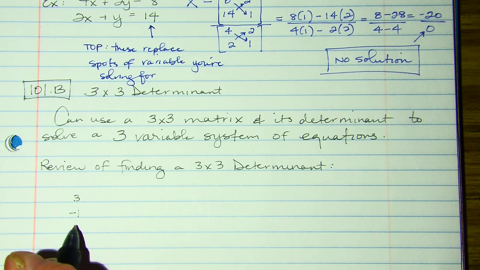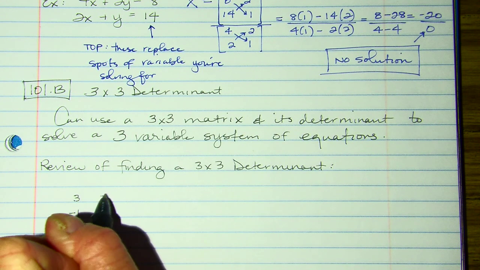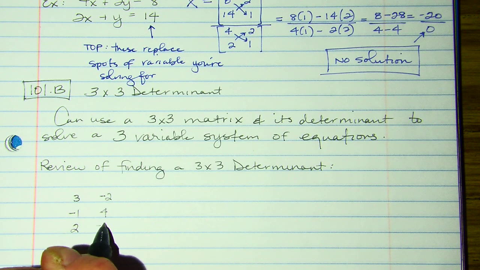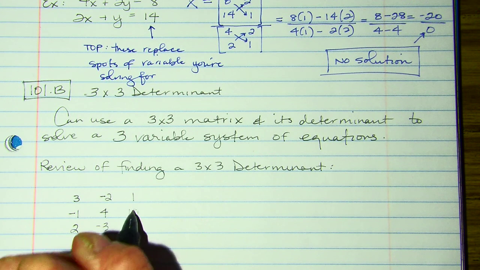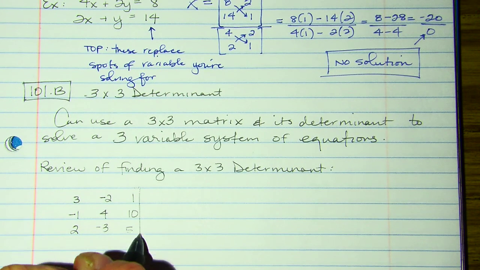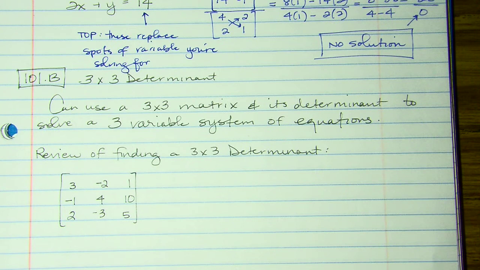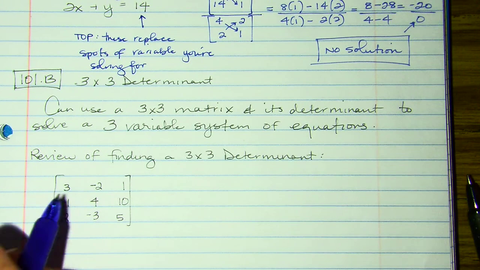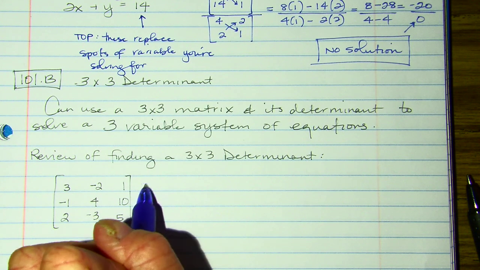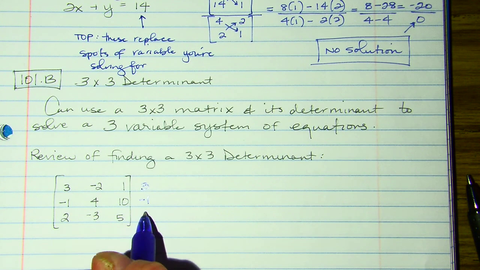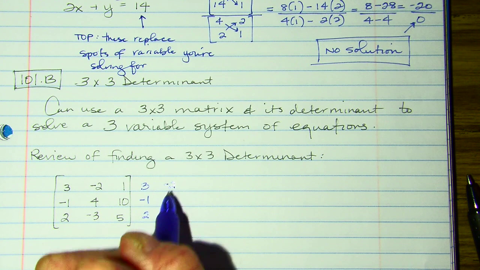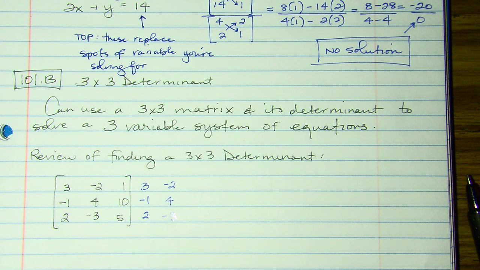3, negative 1, 2. I'm going to go by columns. Negative 2, 4, negative 3, 1, 10, 5. Okay, so to find a 3 by 3, you copy the first 2 columns and write them on the right-hand side. So 3, negative 1, 2, negative 2, 4, negative 3.